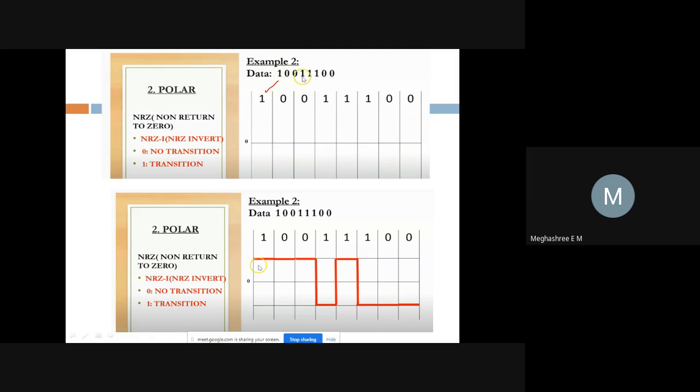Again next bit is 0, again I'll stay on the same side, and the fourth bit is 1, so you make a transition from positive to negative. Again next bit 1, make a transition from negative to positive. Again next bit 1, make a transition from positive to negative. Next bit is 0, stay on the same side because no transition. Again next bit is 0, stay on the same side. This is another example for non-return to zero invert.